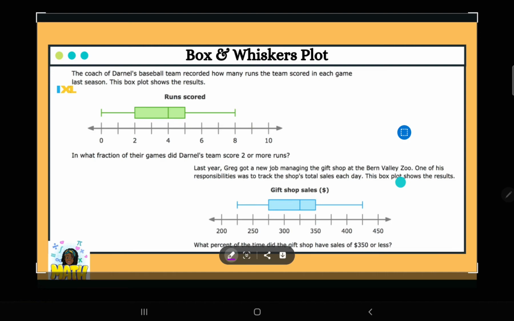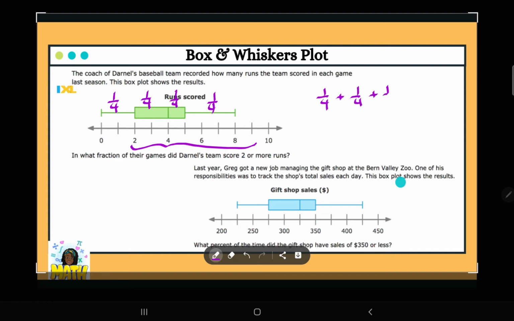The coach of Darnell's baseball team recorded how many runs the team scored in each game. In what fraction of their games did Darnell's team score 2 or more runs? So each portion is represented by a quarter. 2 or more would be from here onwards. So we have 1/4 plus 1/4 plus 1/4. So that would be 3/4.